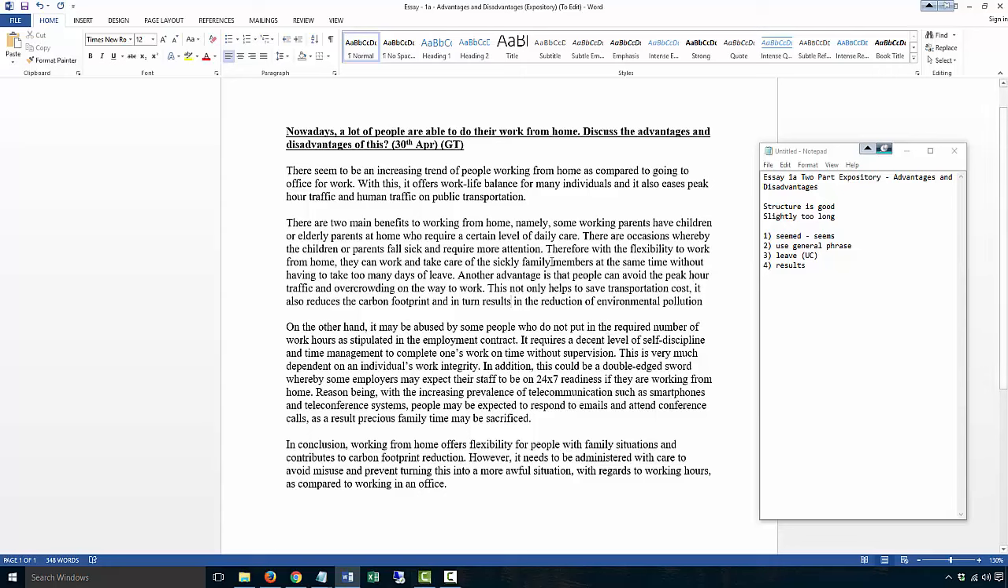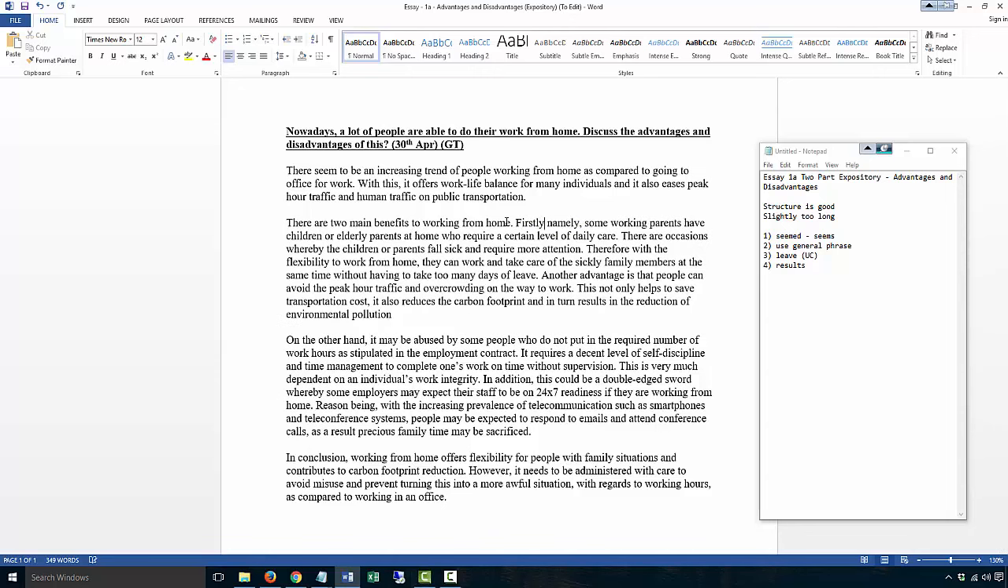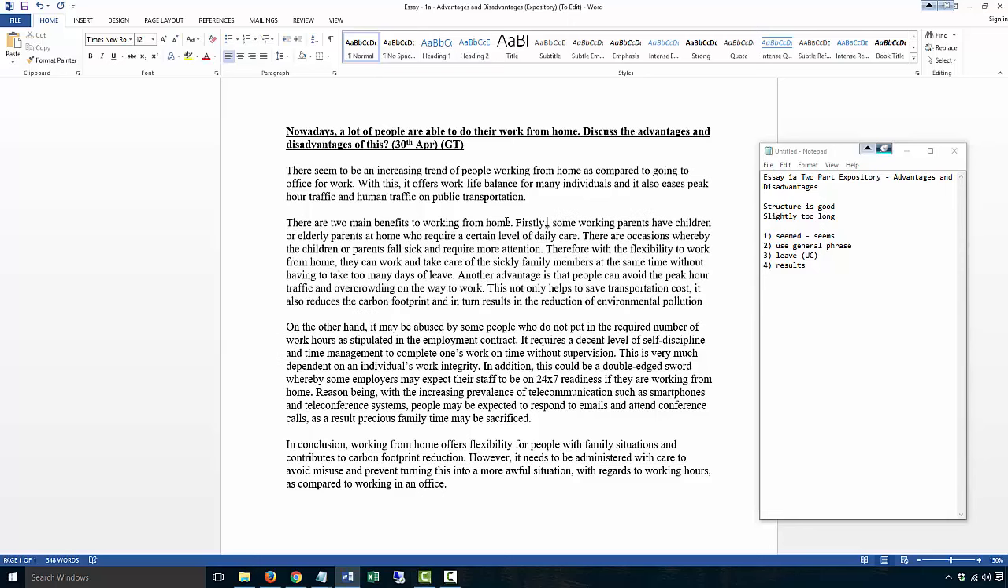Now, this whole paragraph is good in the sense that you have your topic sentence and your first point. I would probably put a firstly here to signal. Remember, this is actually your main point. So there are 2 main benefits to working from home, namely some parents. I would probably put a full stop. Firstly, some parents. That's what I will put. There are 2 main benefits to working from home. Firstly, you give your first point. You see, you have a signal there, then you have your second point. Very clear. Remember, signaling is very important.